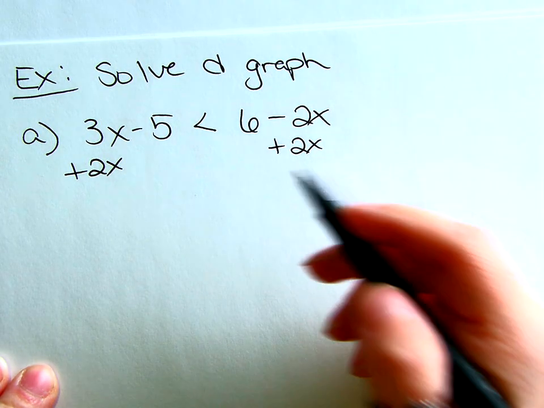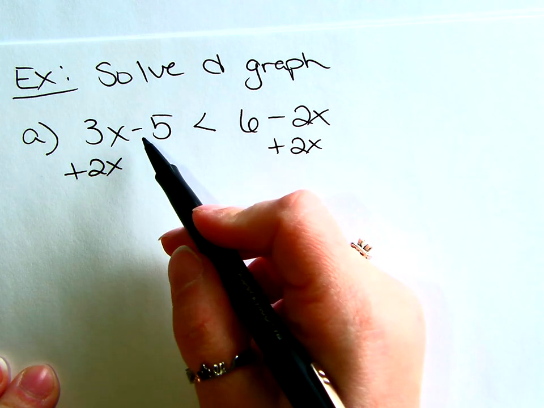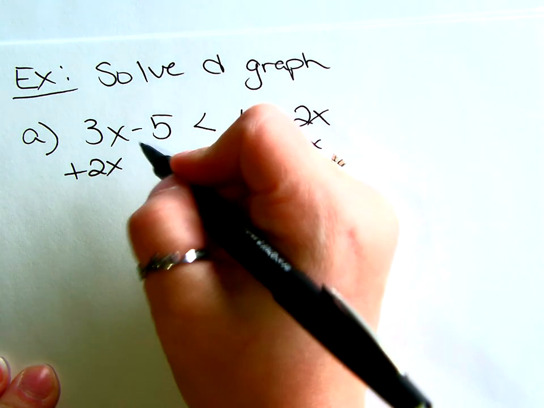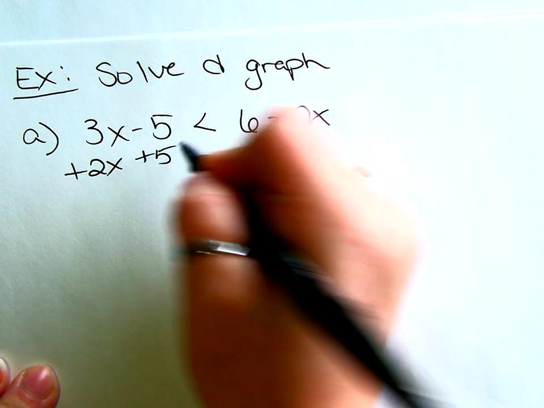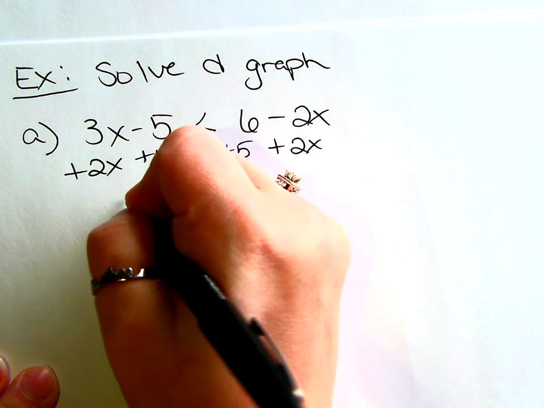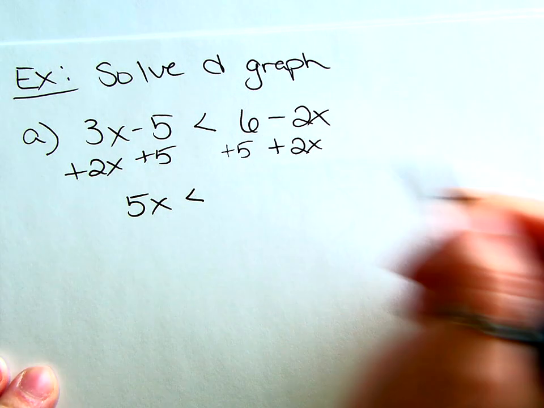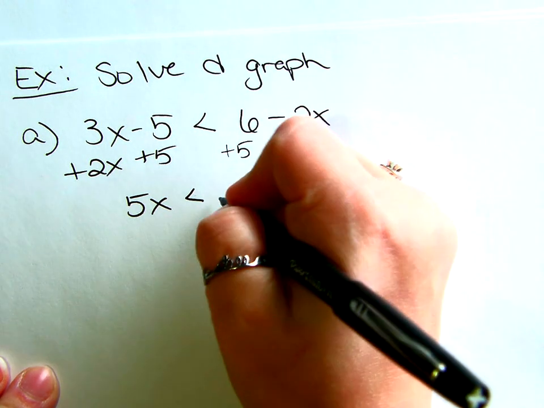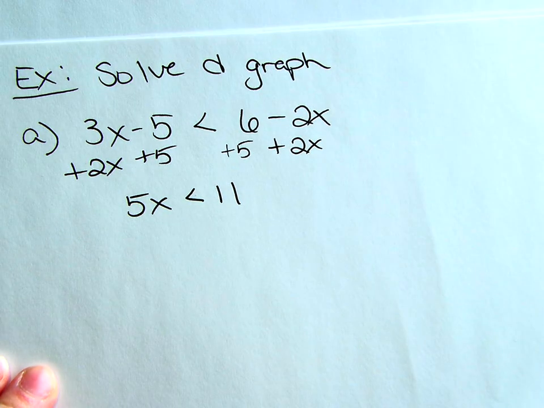And if I'm moving my x's to the left, I'm going to move my constants to the right. So the opposite of negative 5 is positive 5 to move it over. I'm doing two things at once. So 3x plus 2x is 5x, which is less than 6 plus 5 is 11. Now what would I do?